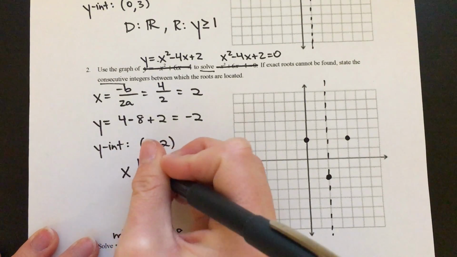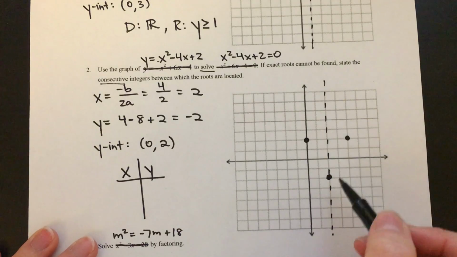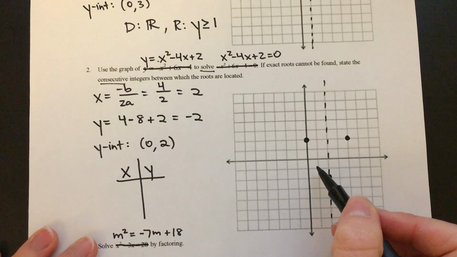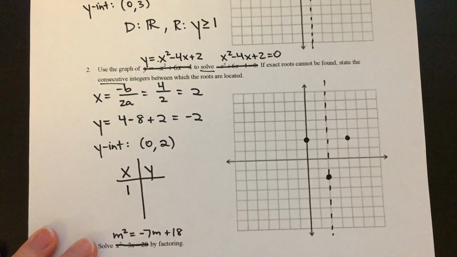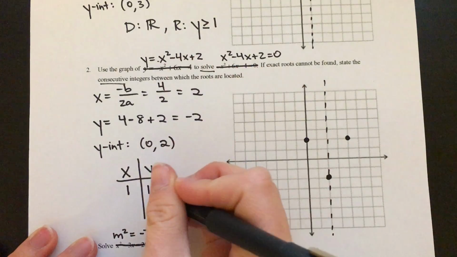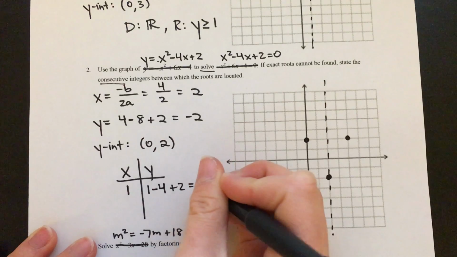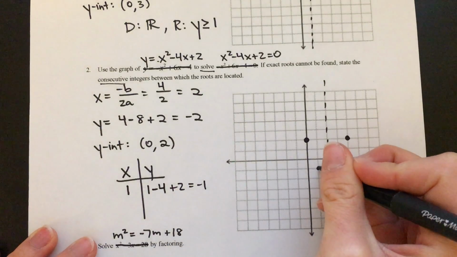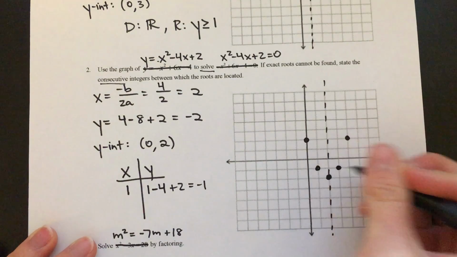So you set up like this little mini table and kind of center it around where the vertex is. So since the vertex is 2, we're just going to jump back to the last point before that, which would be 1. So I'm going to plug in 1, and I could just plug it in right here. So 1 squared would be 1, minus 4 times 1, and then plus 2. So this comes out to be negative 1. So that would be this point right here. And then you could mirror that point over on the other side.